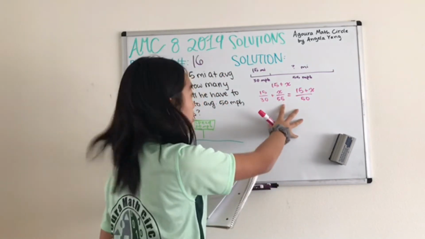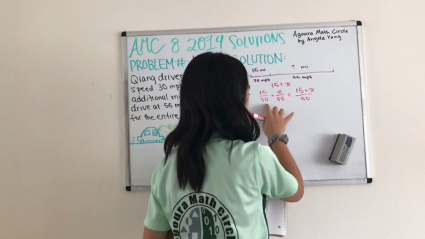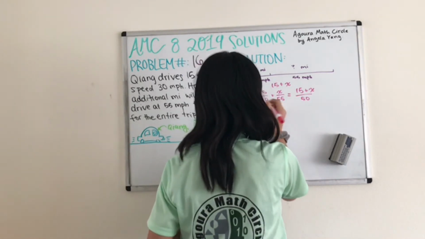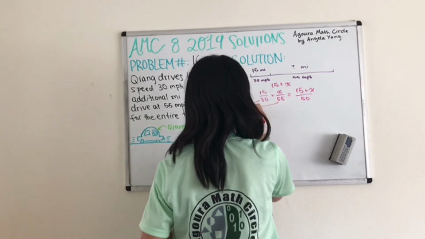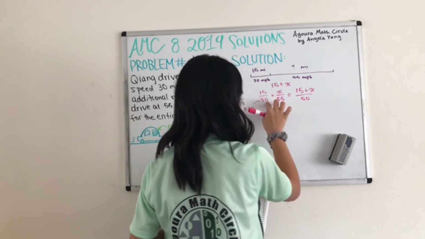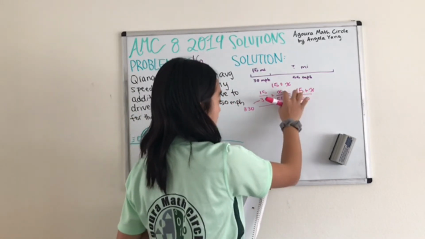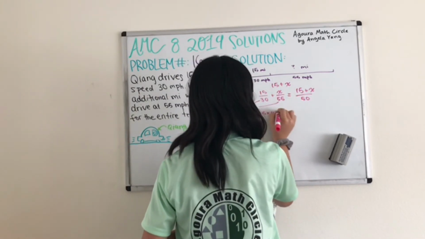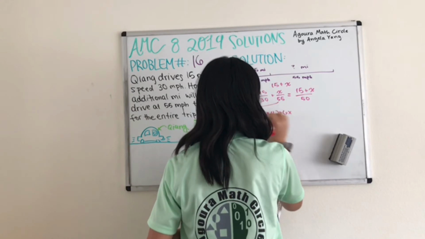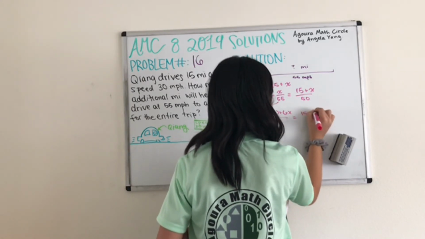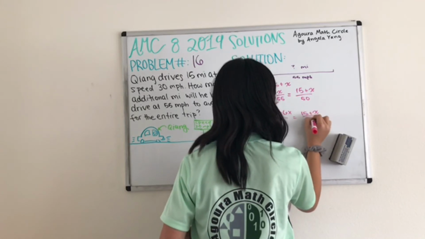So this is the equation we are going to be using. First of all, we need to make sure that the denominators are the same. So here we could find the least common multiple, which would be 330. So we multiply 11 to this, and then multiply 6 to that. So 15 times 11 plus 6x all over 330 equals 15 plus x over 50.